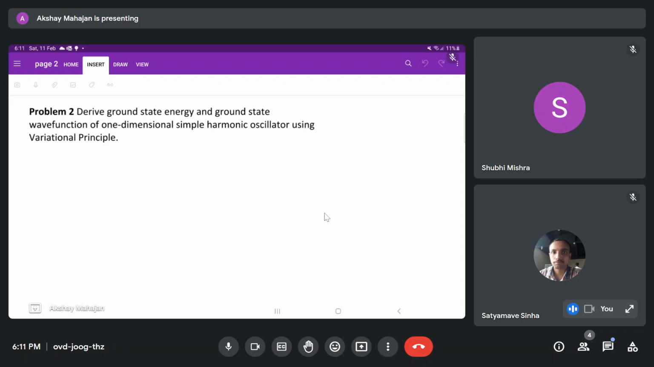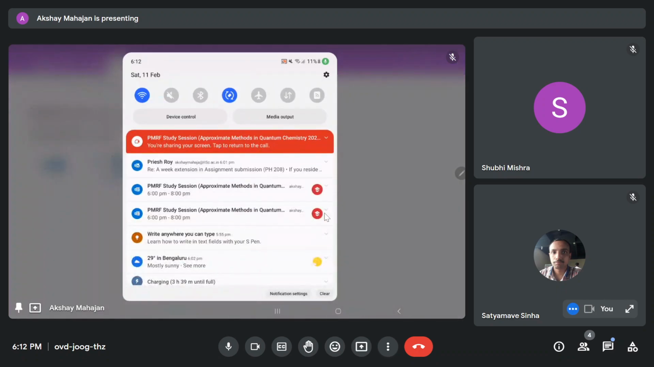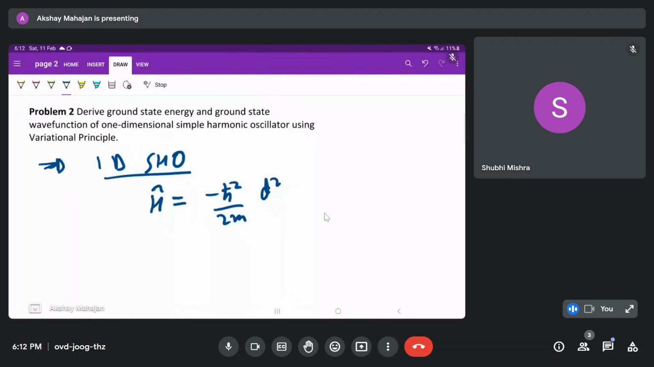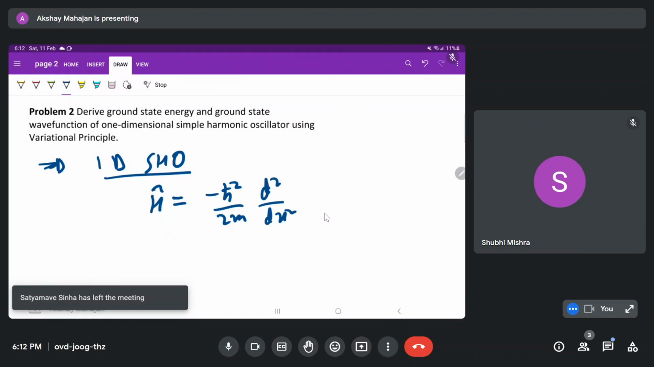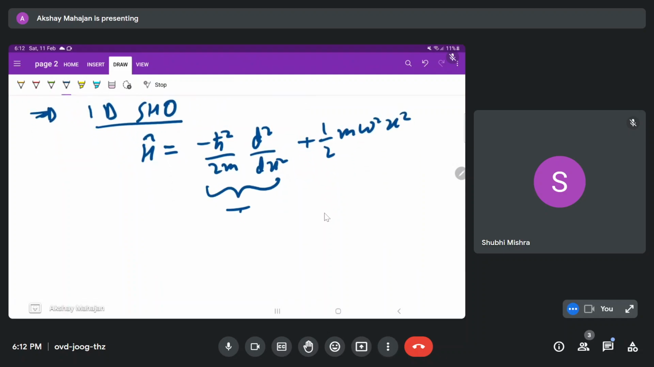We have to derive the ground state energy and ground state wave function for the one-dimensional simple harmonic oscillator using the variational principle. For the 1D simple harmonic oscillator, SHO, we know our Hamiltonian is given as minus h bar square by 2m d square by dx square plus half m omega square x square. You can take the first term to be the kinetic energy operator, and the second our potential energy operator.